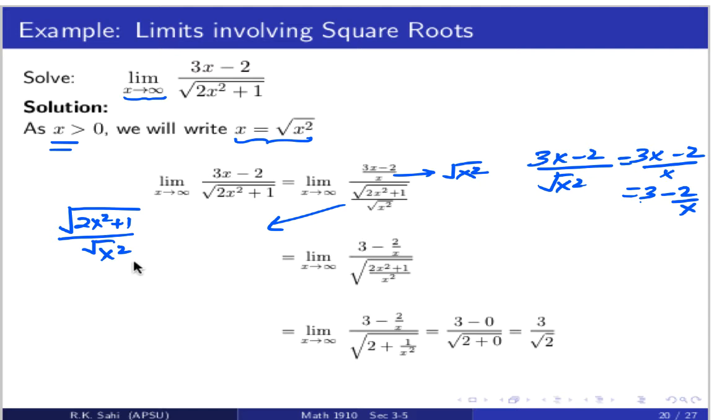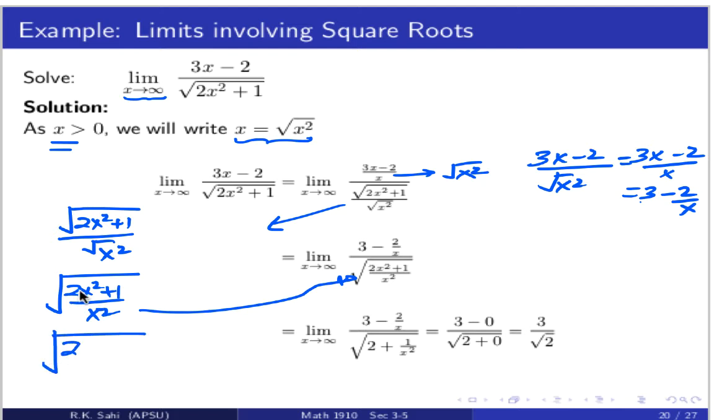I hope you remember your radical functions. If you have a square root over a square root, you can write the whole expression under one big square root. So it's going to be 2x squared plus 1 over x squared. Now you have the limit of 3 minus 2 over x divided by the square root of 2x squared plus 1 over x squared. Now we can work on this with some simple calculations.